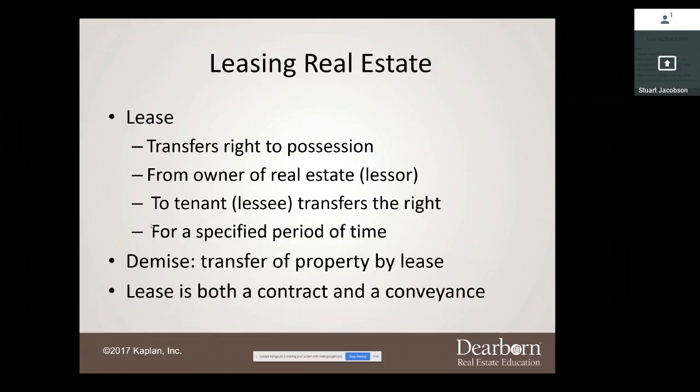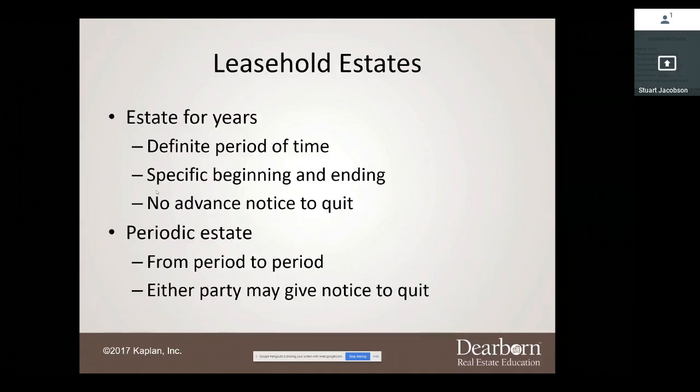This also is referred to as demise. Demise is to transfer of property by lease, okay? Devise, if we change one letter in that, is to will real property. So when you're devising something, you are willing real property. So a lease is unique because it is both a contract and conveyance of that right to possess the property. So let's talk about our different types of leasehold estates or less than freehold estates.